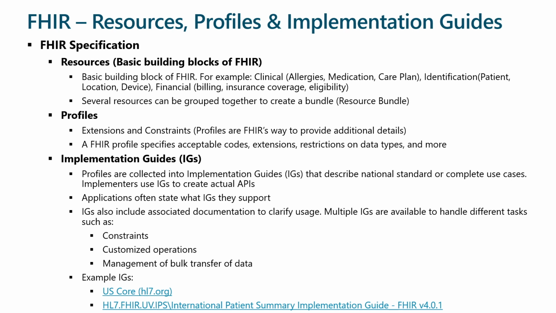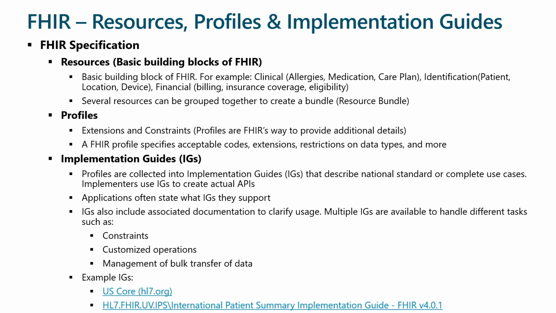The FHIR specification is broad with a lot of resources, and each attribute has multiple resources, and the same thing can be represented in multiple ways. So we need to constrain the specs to fit our needs. That's where profiles come into play. Profiles are nothing but extensions and constraints to limit the FHIR specification. A FHIR profile specifies acceptable codes, extensions, restrictions, data types, and more.